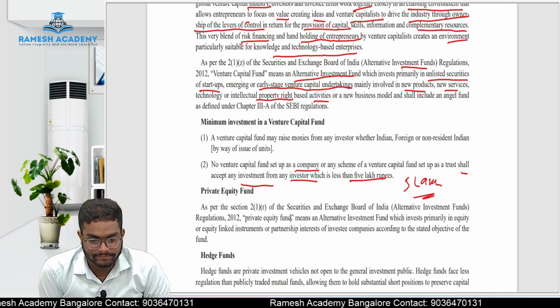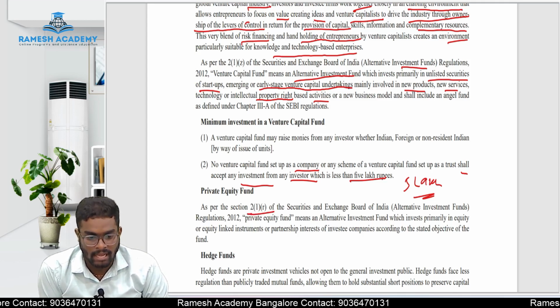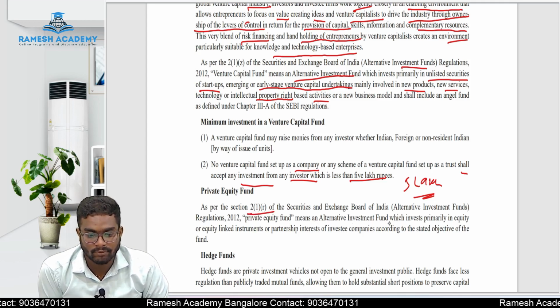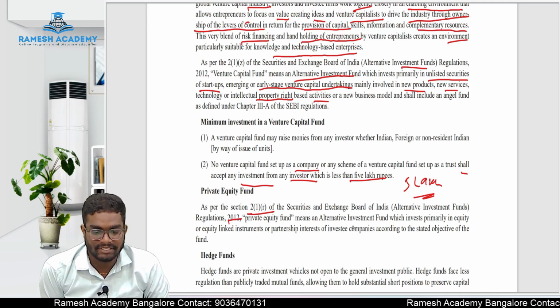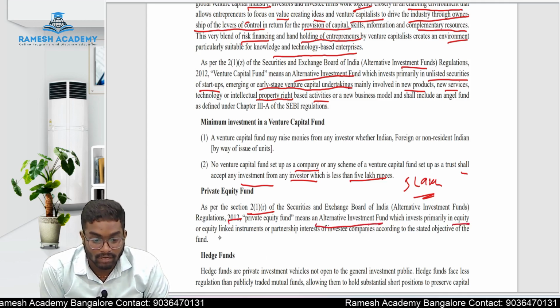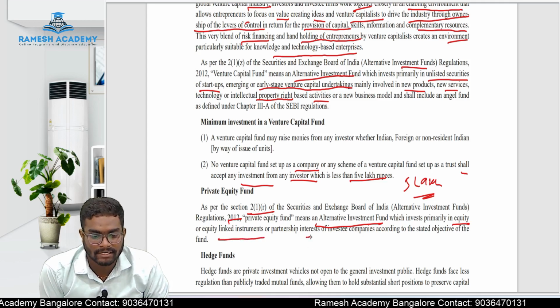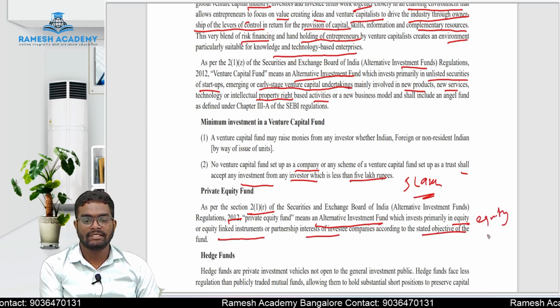Private equity fund. As per section 2(1)(r) of the Securities and Exchange Board of India Alternative Investment Fund Regulation 2012, private equity fund means an AIF which invests primarily in equity or equity linked instruments or partnership interest of investee companies according to the stated objective, which means they'll mainly invest in equity instruments.